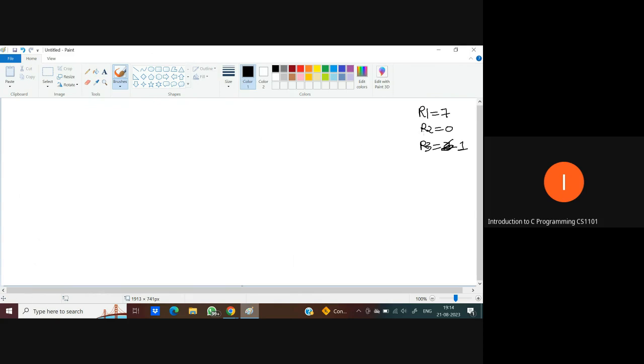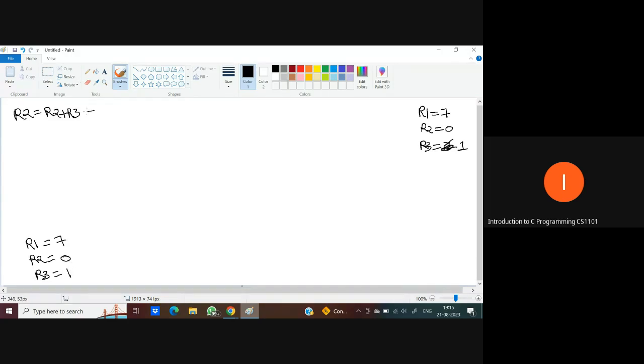Okay, so firstly we have to check whether R3 is greater than R1. So R3 is 1 and R1 is 7. So R3 is not greater than R1. So if that does not happen, we have to do R2 equals R2 plus R3. So instead, I would like to mention these values here so that I can update them frequently. R1 was initially 7, R2 was 0, and R3 was 1.